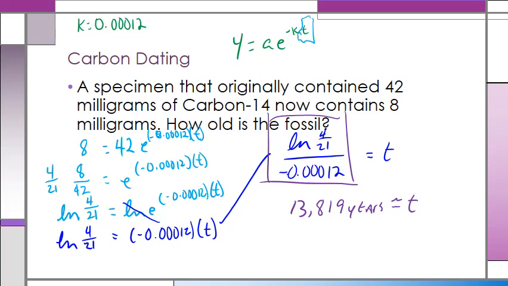So we're estimating, based upon this model, and models sometimes are incorrect, that this fossil would be 13,819 years old. Now we're going to look at another one where we're going to solve for how much carbon-14 should be in the animal.